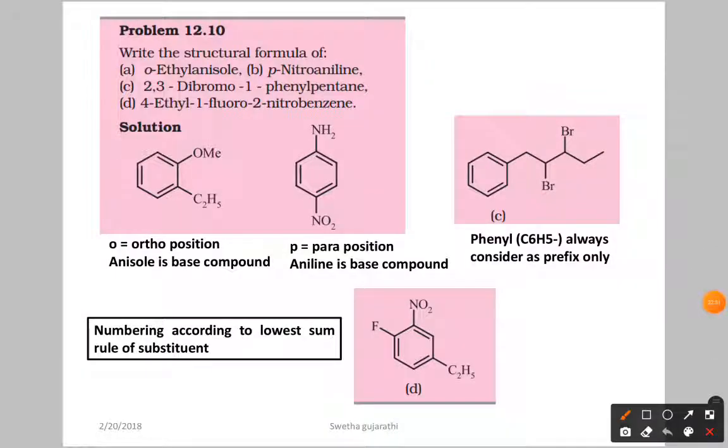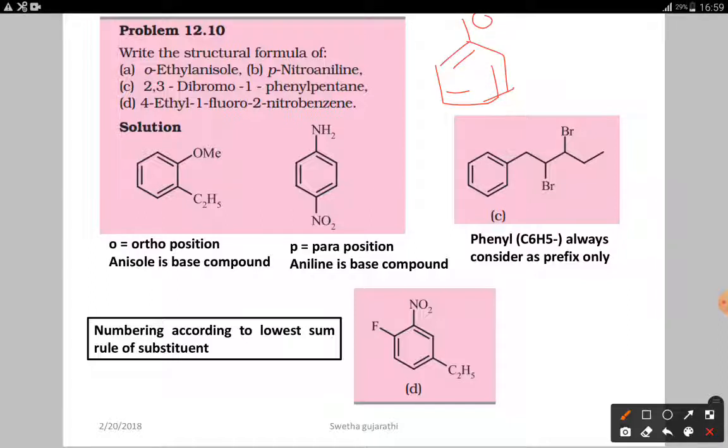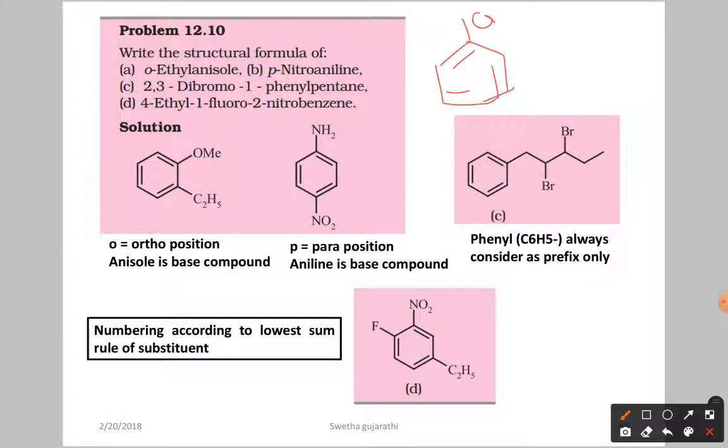So here ortho-ethyl means, anisole means, already we told the base compound. Anisole means what? Benzene having the OCH3 group. Or CH3 you can write simply as, already we discussed the abbreviation, Me. So I am going to write Me. Ethyl we write with the abbreviation Et, propyl as Pr.